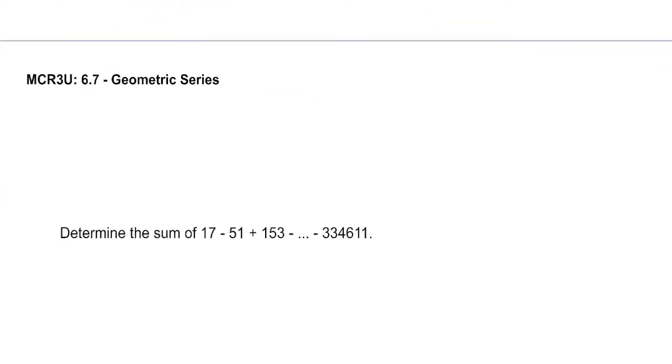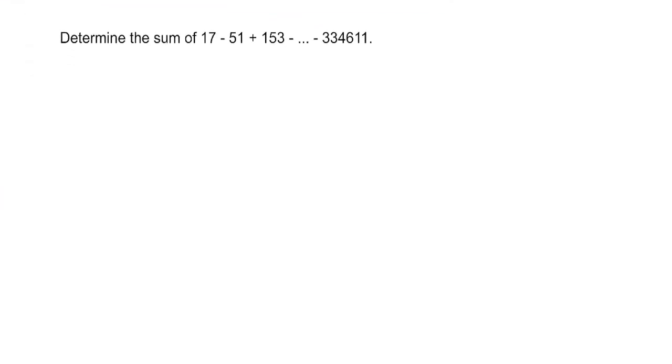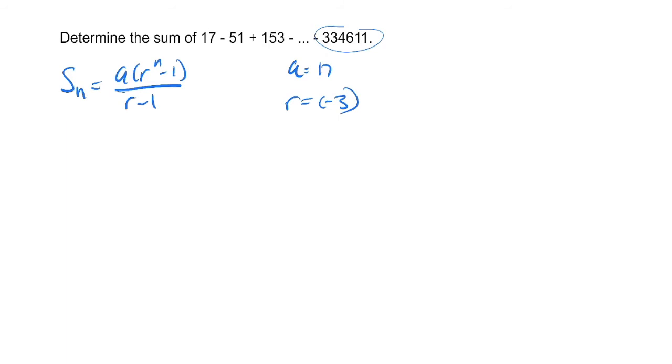So our next question, we're given the series and we want to determine the sum of the series. Here the difficulty is that we do not know how many terms are in this series, but we are given the last term. So let's calculate this. S of n is equal to A times R to the n minus 1 all over R minus 1. Let me write this out. A is going to be 17. The common ratio, we keep multiplying by negative 3. And we do not know what n is. So let's do our best.